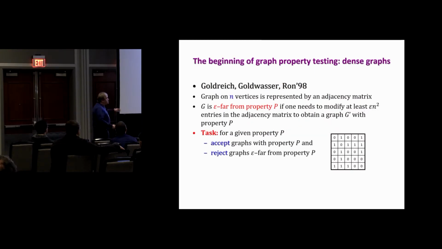For example, the very first model of property testing for graphs was developed by Goldreich, Goldwasser and Ron. They considered a model where a graph is given as an adjacency matrix, and we have some graph property, for example, that the graph is 5-colorable. We want to accept any graph which is 5-colorable, but reject graphs which are epsilon-far from being colorable, which means that to get a 5-colorable graph we have to modify at least an epsilon fraction of the input representation, meaning epsilon n squared entries in this matrix. This is a very natural model, and it has been studied for several years.